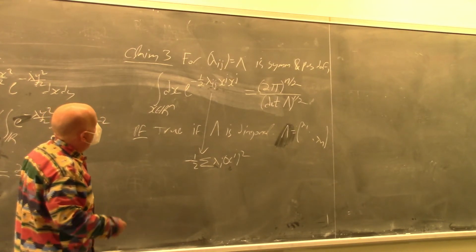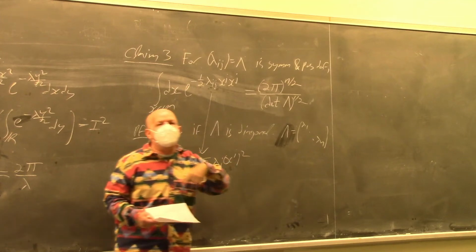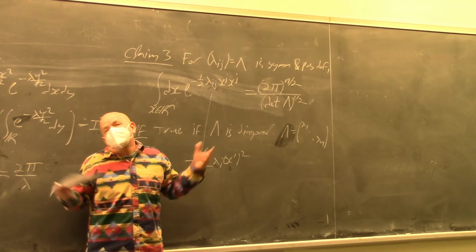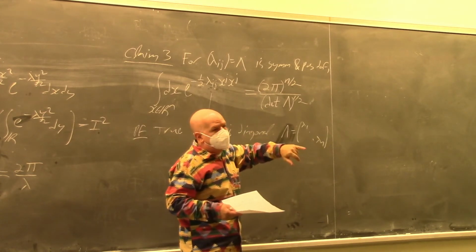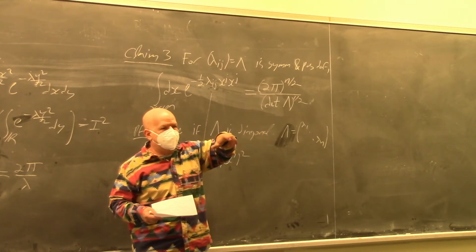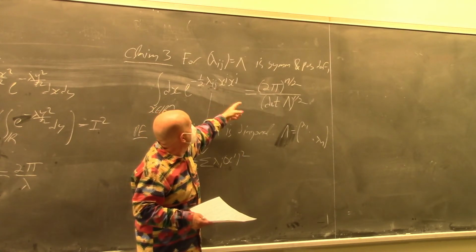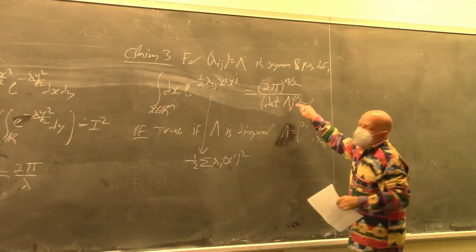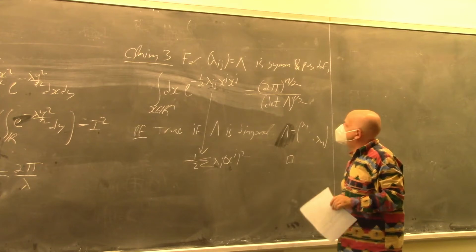Anyway, but now if lambda is not diagonal, then it can be diagonalized by an orthogonal matrix. That's a fact from linear algebra. So it can be diagonalized by an orthogonal matrix, and an orthogonal matrix is measure preserving. I mean, if you rotate R^n, you don't change the measure. So the integral doesn't change. And so you still get the determinant here. Okay. So this is essentially it.